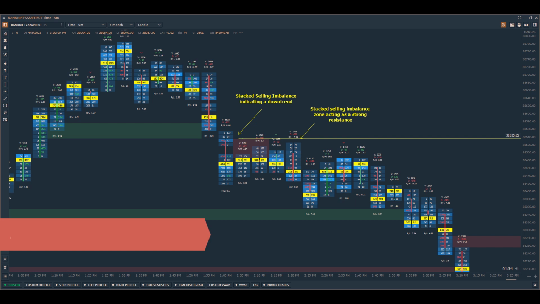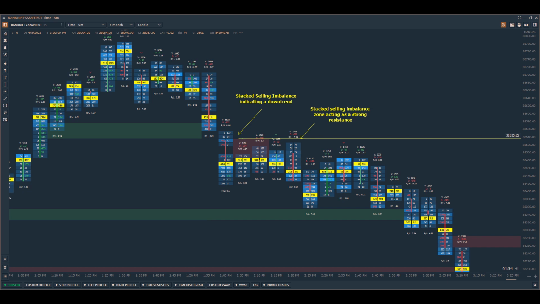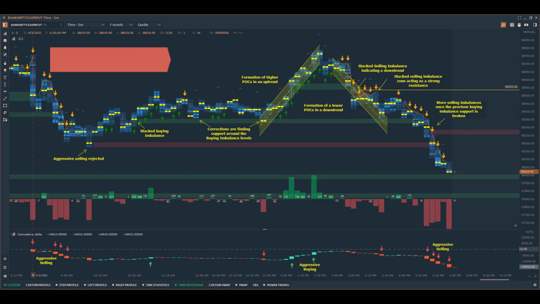Similarly, stacked selling imbalances often trigger a sell-off. Any pullbacks closer to the imbalance zone are considered as a strong resistance. Trading strategies based on stacked imbalances can be quite rewarding considering they come with a minimum risk. For an intraday trader, learning order flow analysis will give immense advantage, which has been seen in this example.